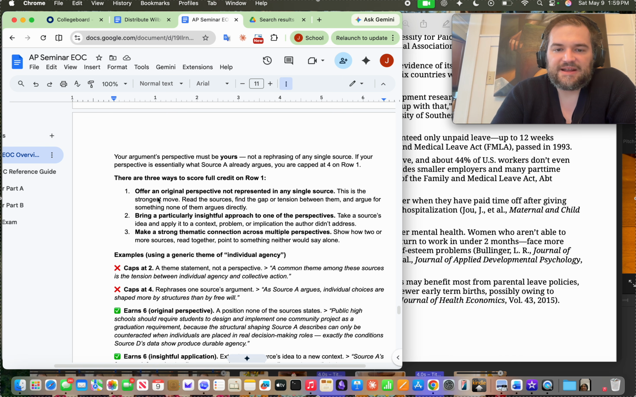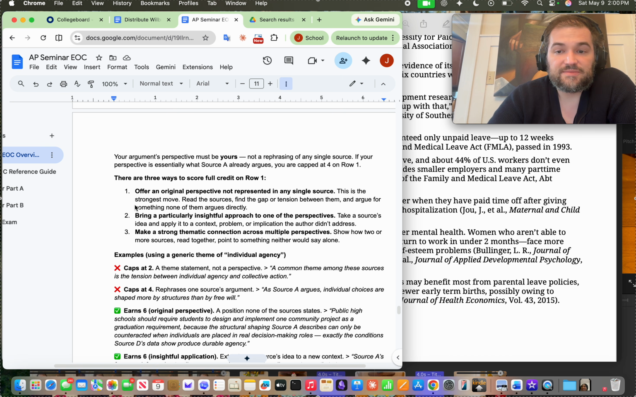The original perspective is going to be like, maybe you find a gap between the 2 articles that you read in depth, where there's something that they don't address. Or maybe you find some tension, or maybe there's this whole other area they haven't even thought about yet, or that they are wrong about, that you want to bring to the front.